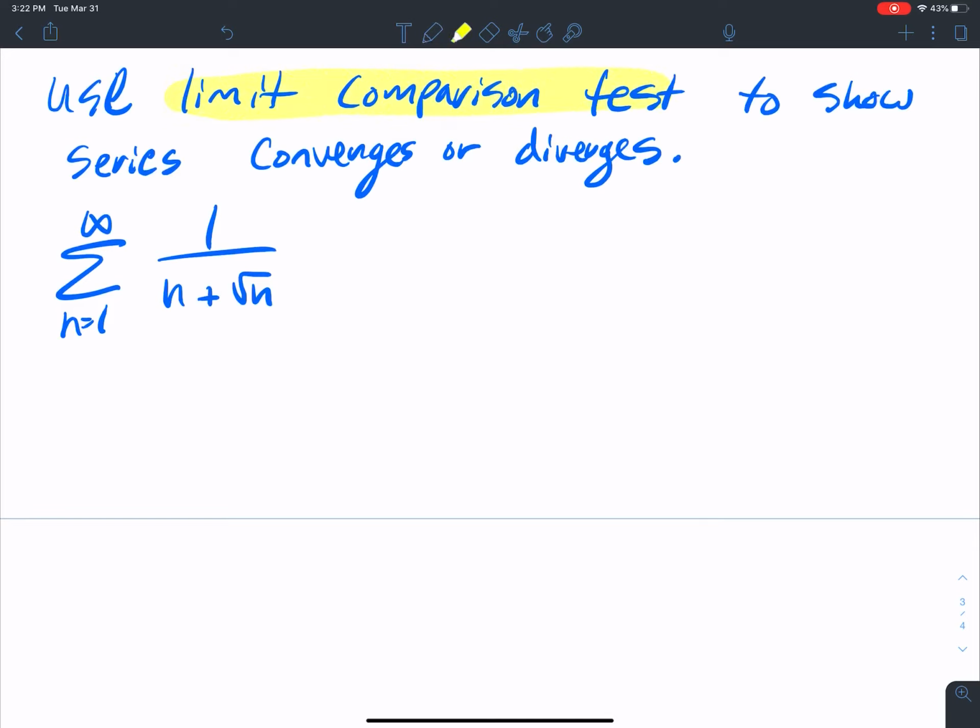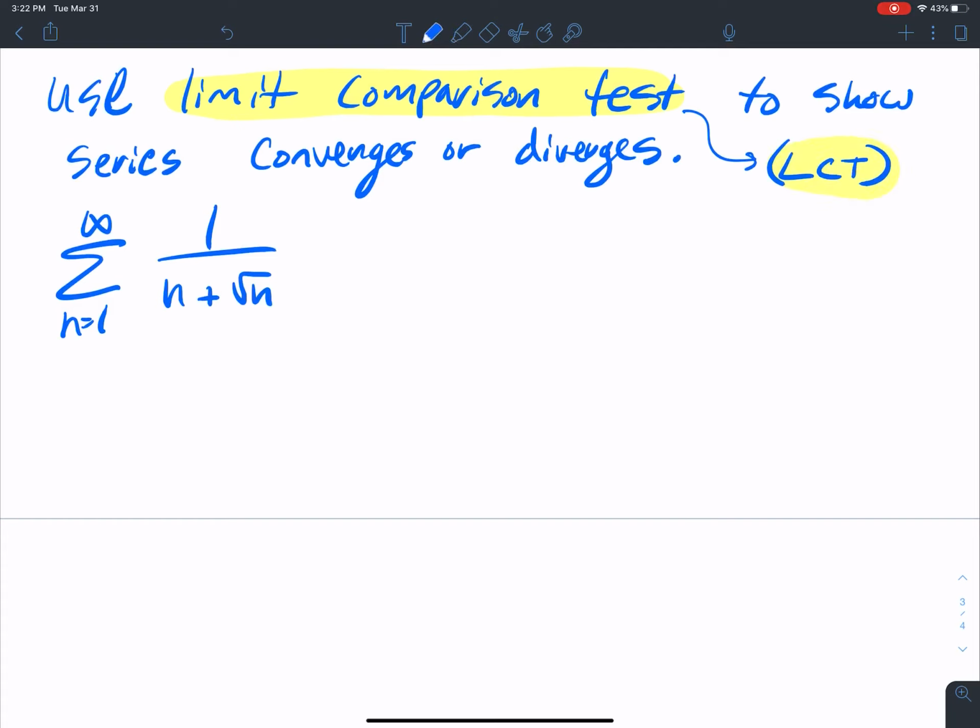So one thing that might help you out when you're doing limit comparison test, if you want to write LCT, that's fine. And then direct comparison test, if you want to put DCT, that's fine too. That's just a shortcut for you. Just a little side note.